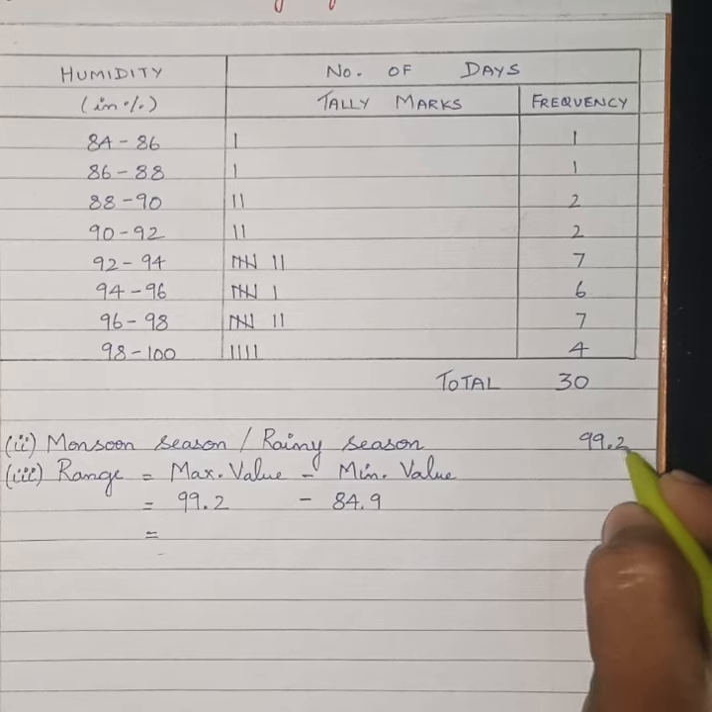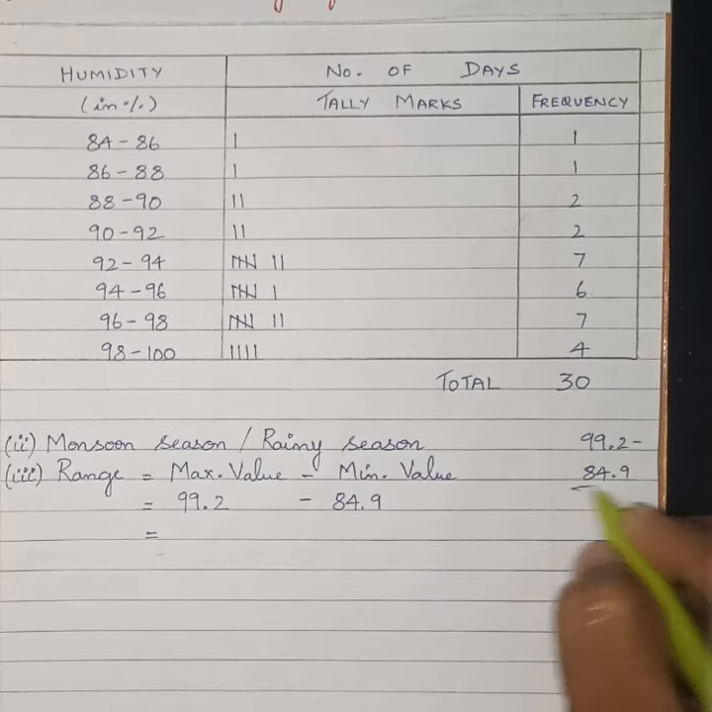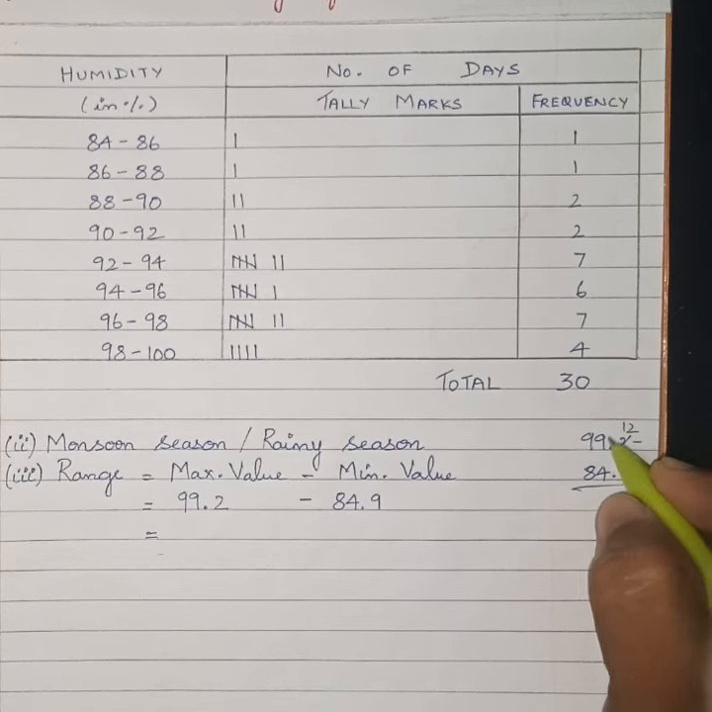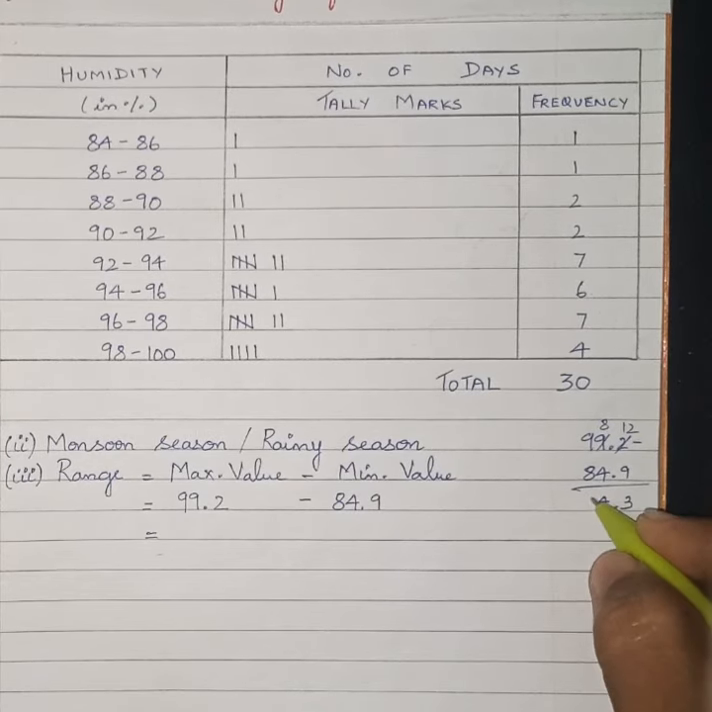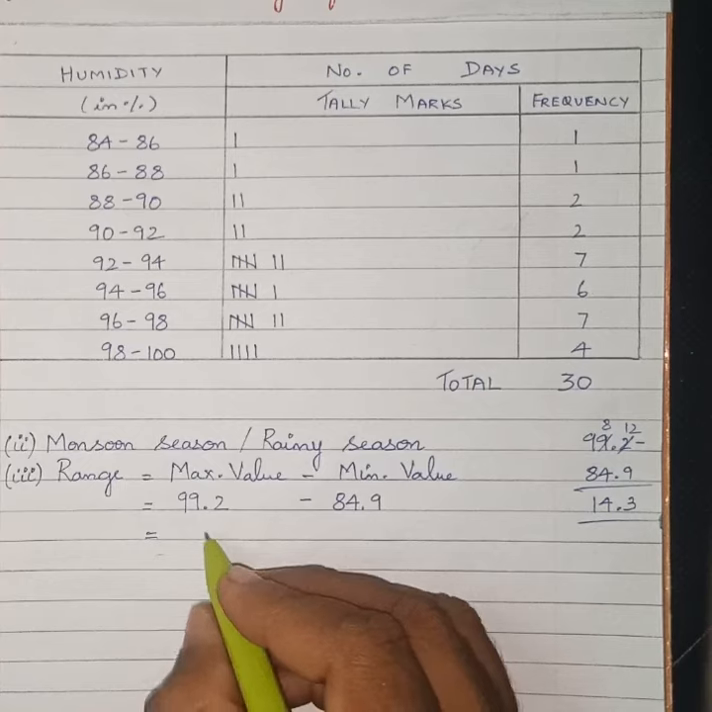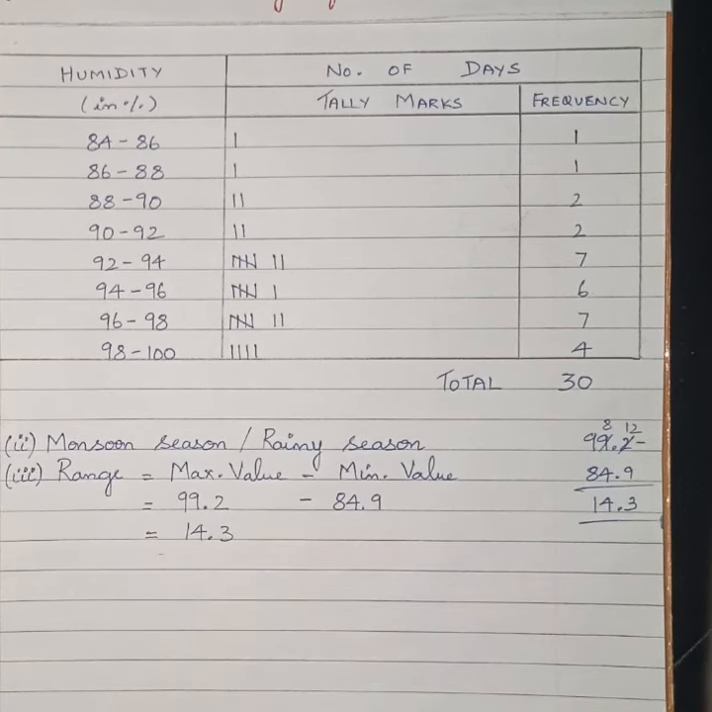99.2 minus 84.9. So when you borrow, this will become 12, this will become 8. Then 12 minus 9 is 3, 8 minus 4 is 4, 1, 14.3. So the range of the given data is 14.3.